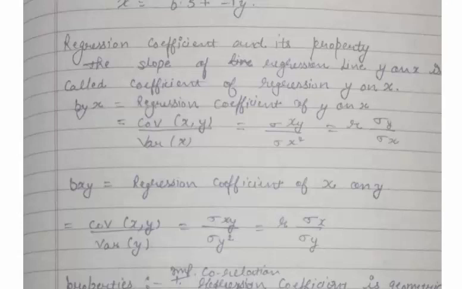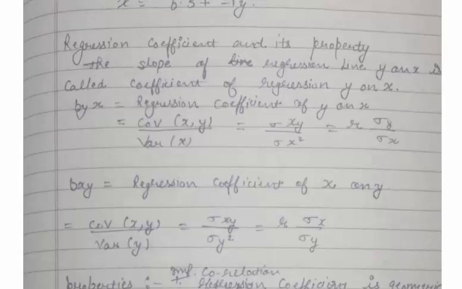Now the formula used to find the regression coefficient of y on x is covariance between x and y over variance of x, that is equal to sigma xy over sigma x square. Then this is equal to r sigma y over sigma x. This is the regression coefficient of y on x, so we can write byx. And bxy represents the regression coefficient of x on y, covariance between x and y over variance of y, sigma xy over sigma y square, or r sigma x over sigma y.